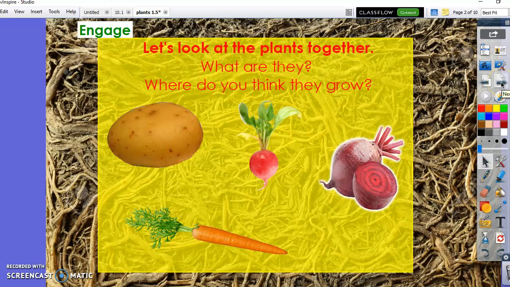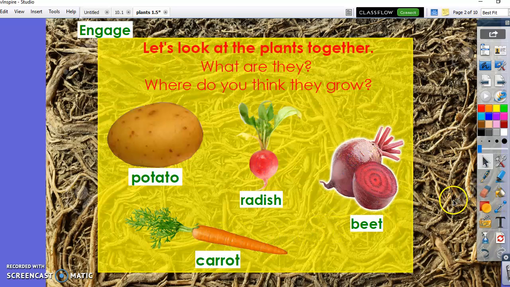I want you to look at all of these vegetables. I brought a potato, a radish, a beet, and a carrot. Raise your hand if you've ever eaten one of these. I have. I like my carrots with ranch.